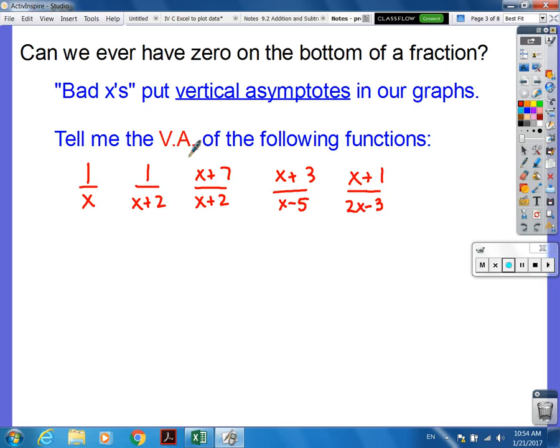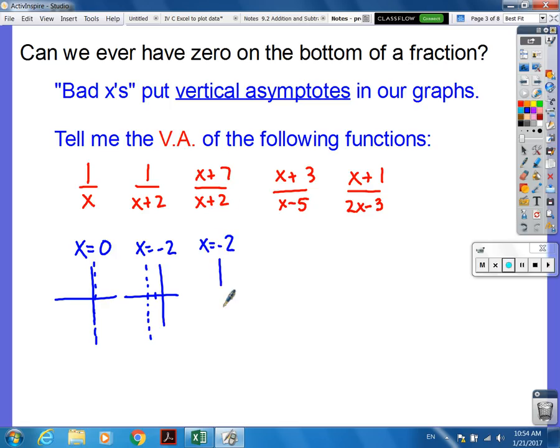You want to see what is bad, because we can never have 0 on the bottom of a fraction. So if I had a function that was this, x can't be 0, that would be where the vertical asymptote is. This bad x would be a -2. So as I'm graphing, -2 would be the location of the vertical asymptote. Same thing here. Even though it's busier on top, you only look at the bottom. So the vertical asymptote, the bad x, would be going again through that -2.